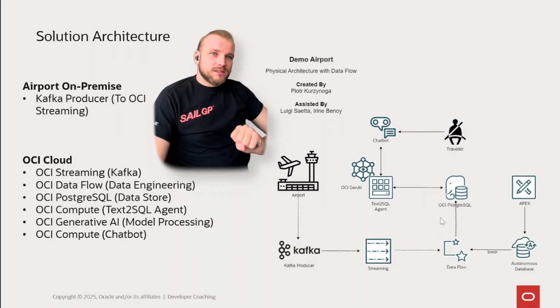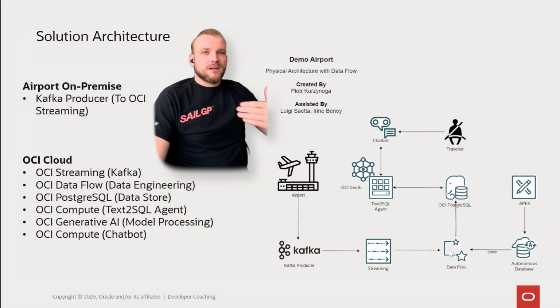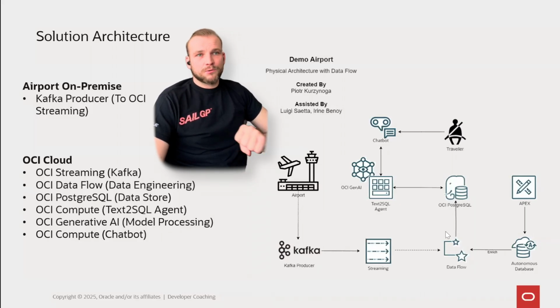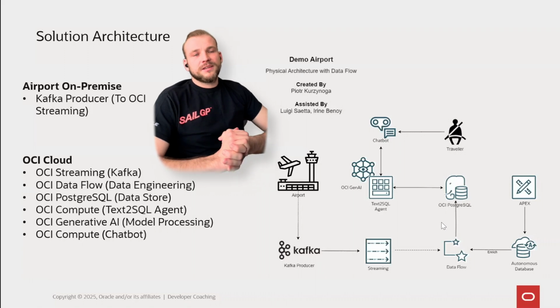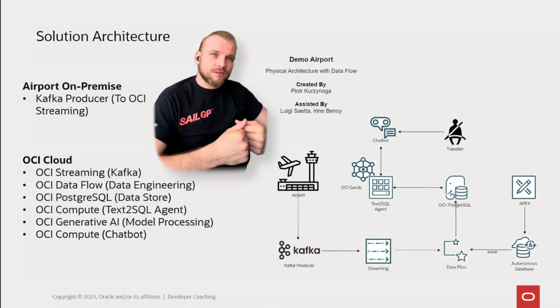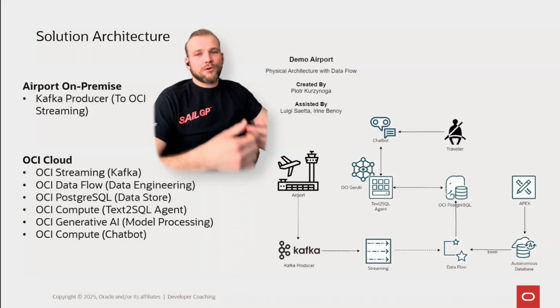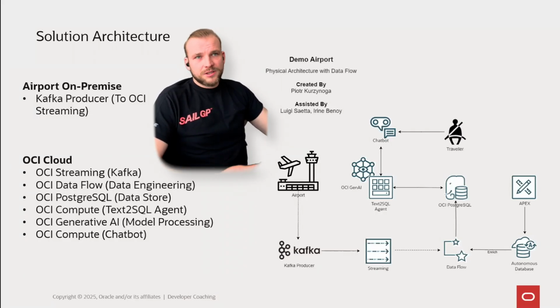So once we perform the data enriching, data filtering, and separate our data model into the target data model as it is in OCI PostgreSQL, that is precisely where we save it. So then the text-to-SQL agent can fetch the data from the database, perform all the natural language to SQL conversion, and ultimately expose that via a chat interface to the person that is traveling, right?